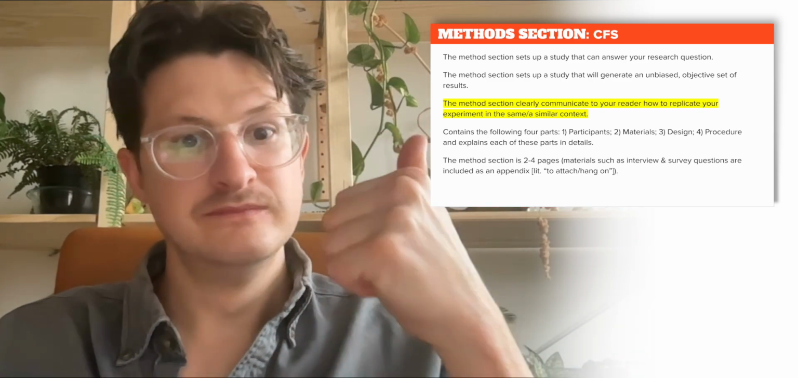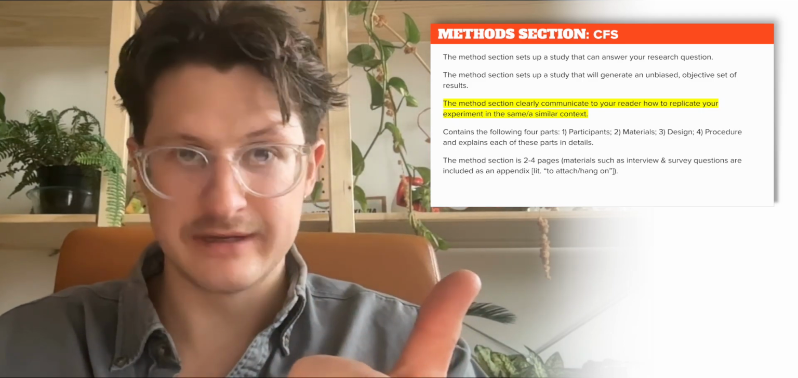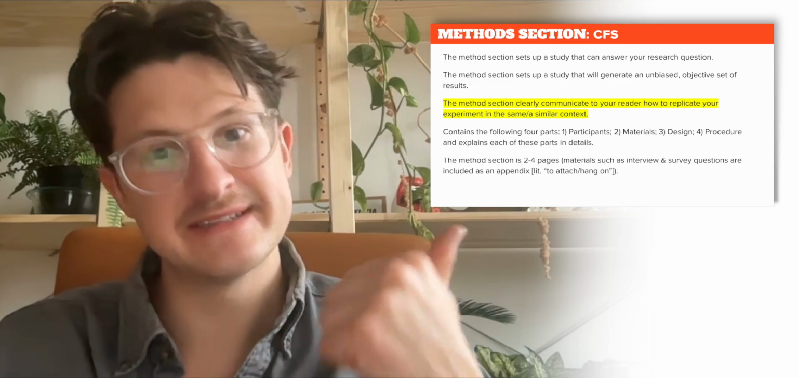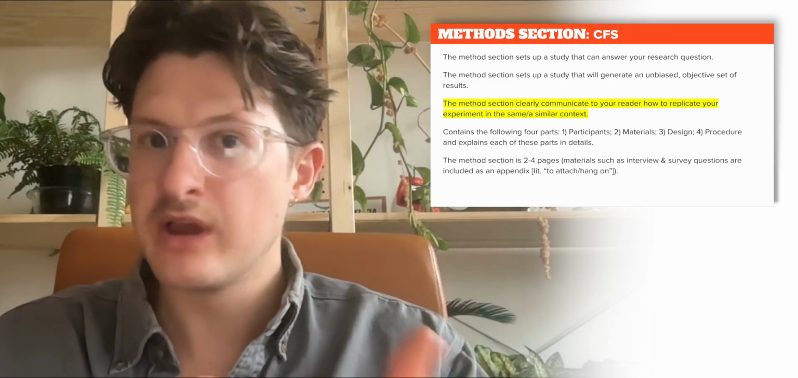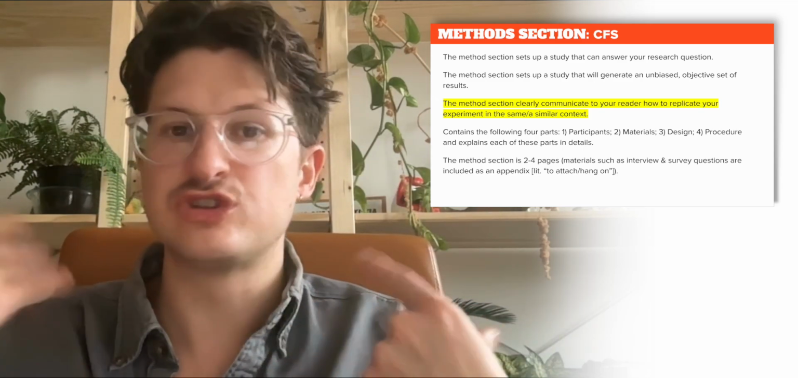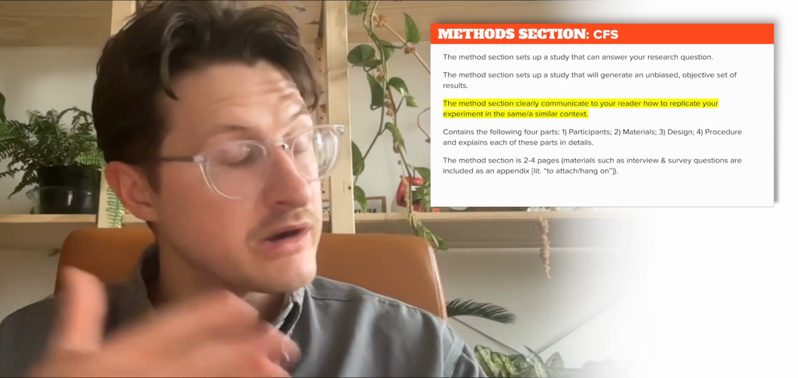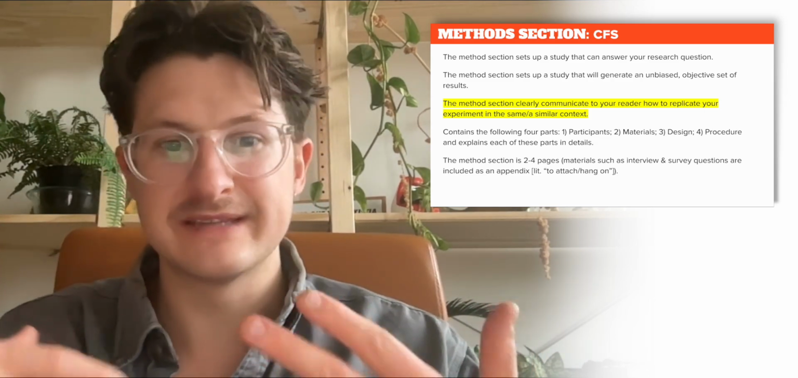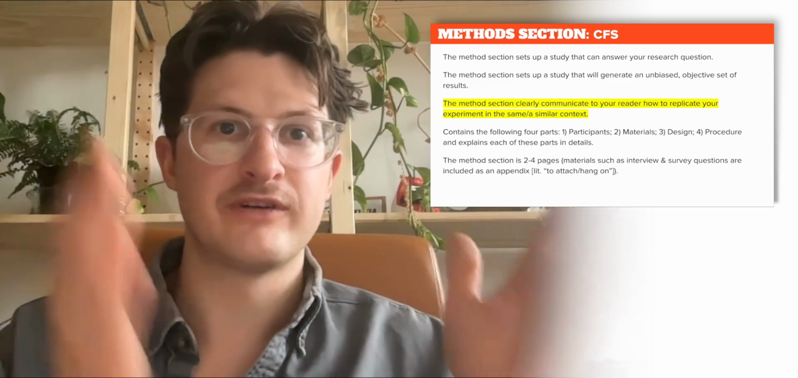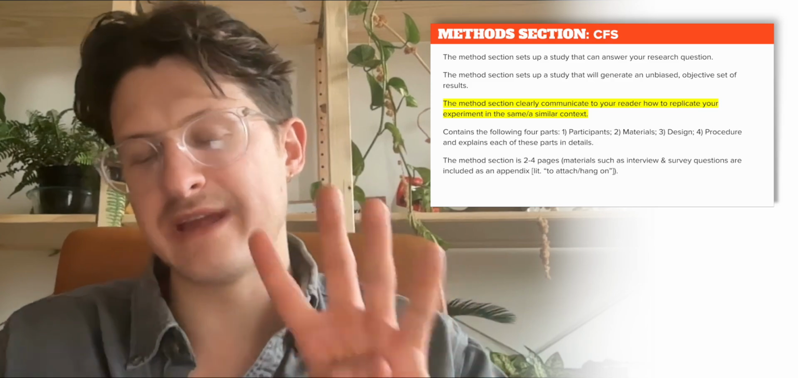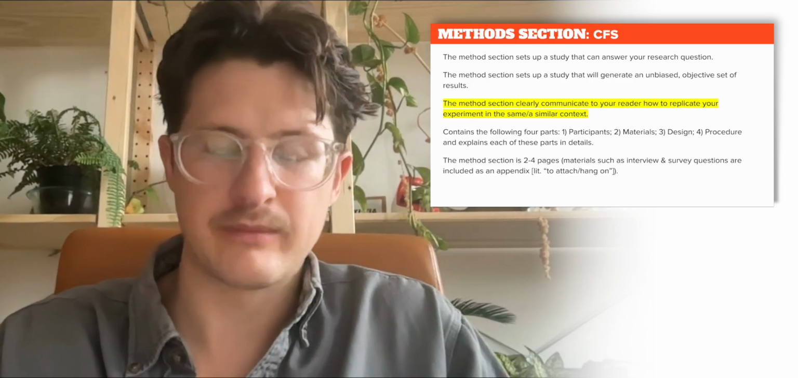Participants, so who is involved in your research, or what is, in the case of content analysis. Number 2, materials. What do you use? What are your tools for gathering the data? 3, design. How does it work? How do you implement it? And then 4 is procedure. This often has like, first I did this, then I did that. These 4 things really help make sure that it's reputable.